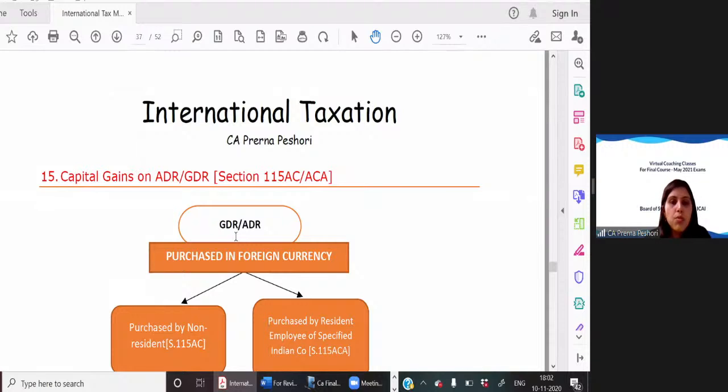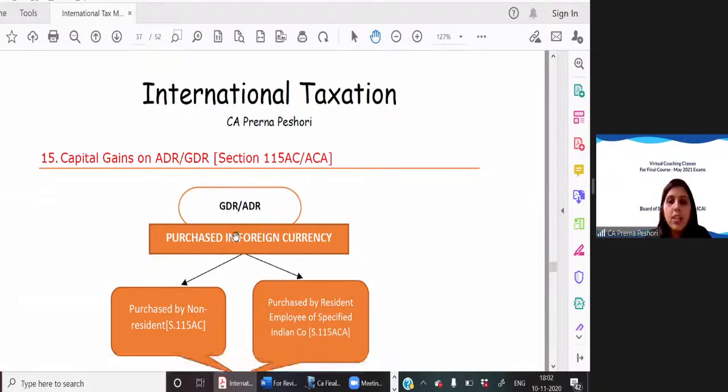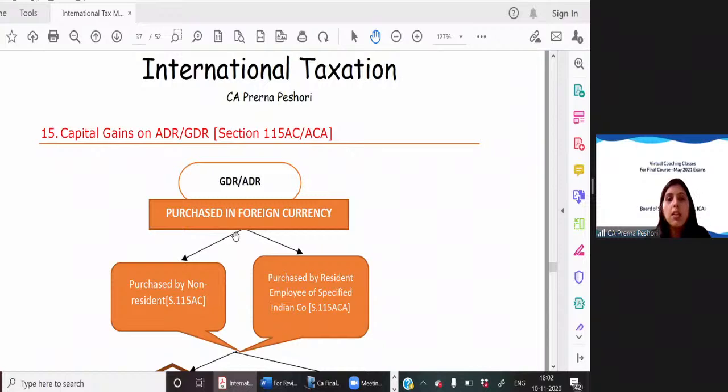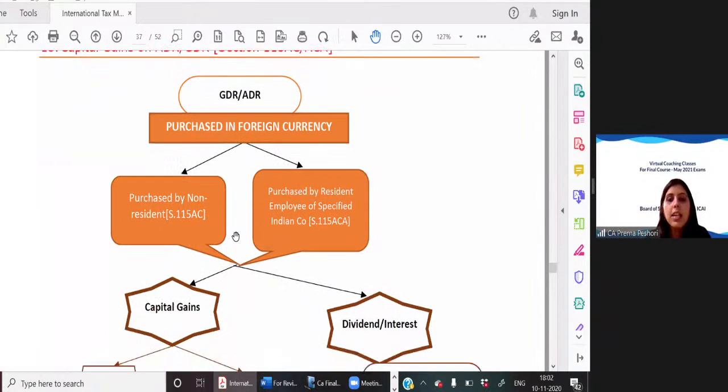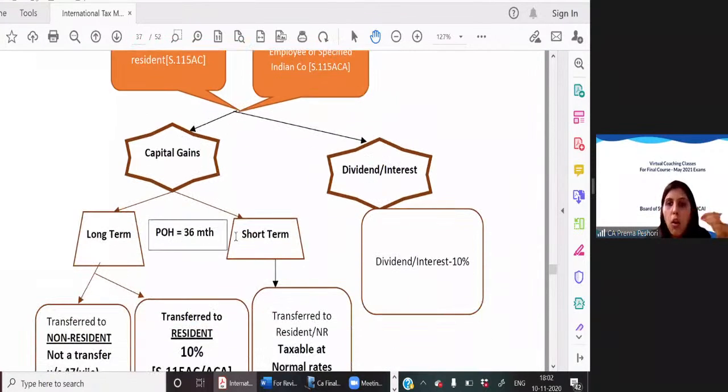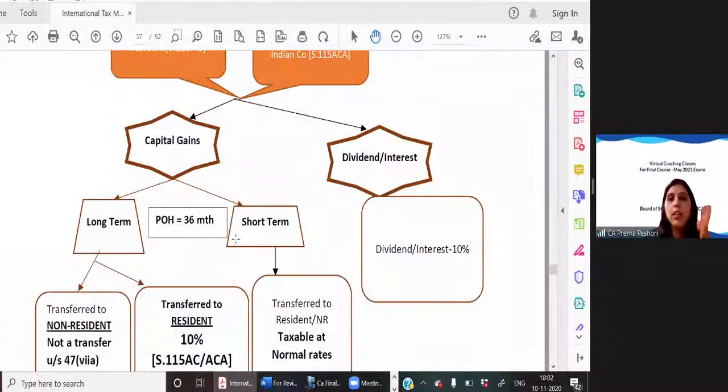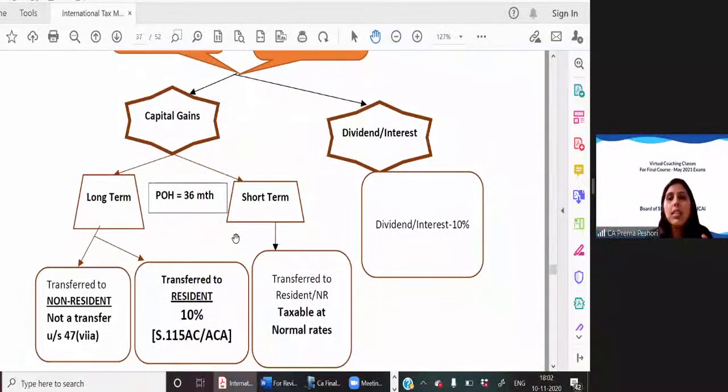Now, how does taxability happen when capital gains are earned on this ADR and GDR? ADR and GDR purchased in a foreign currency by a non-resident: the long-term capital gains, if one non-resident transfers to another non-resident, will be considered an exempt transfer under section 47(7)(a). And the period of holding for that is considered to be 36 months.